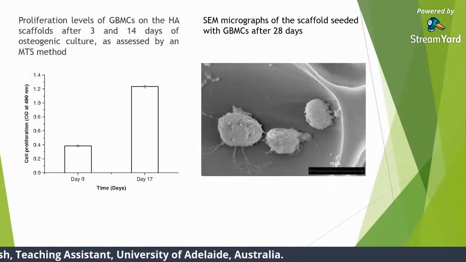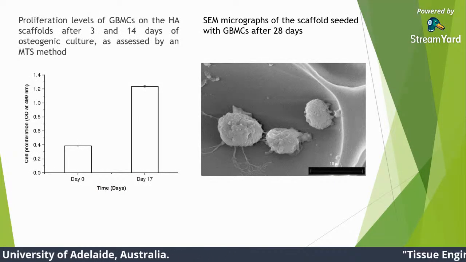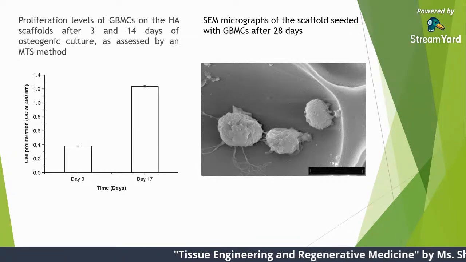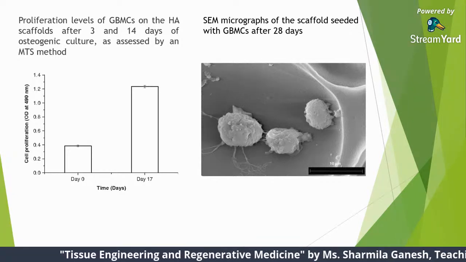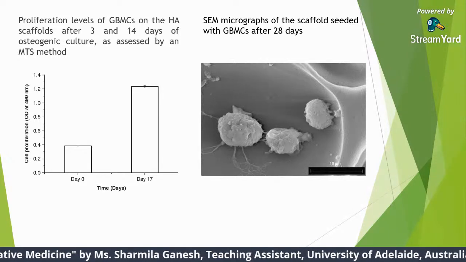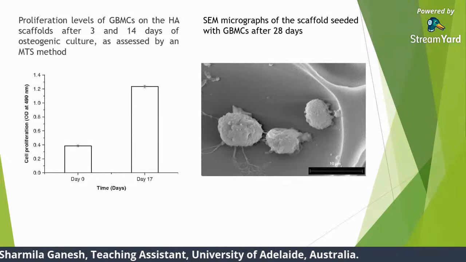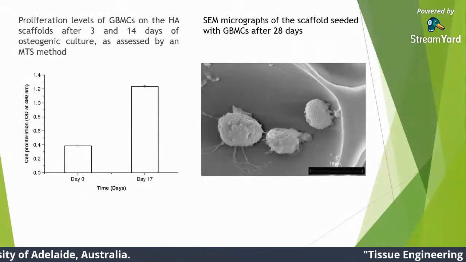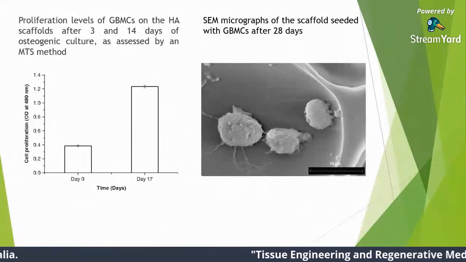And the proliferation levels of goat bone marrow cells increased from day 1 to day 17 according to their results. The left side shows the image of a scaffold seeded with goat bone marrow cells. This is after 28 days of culture.